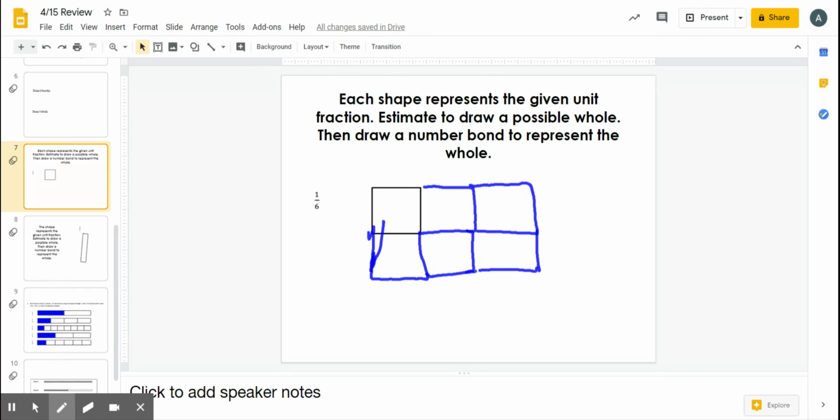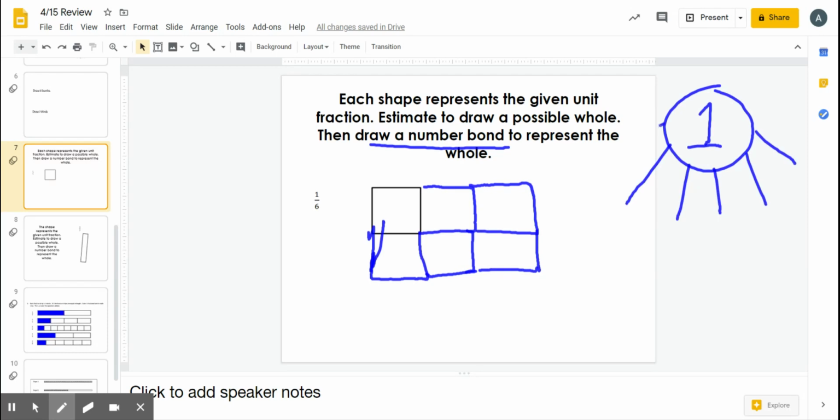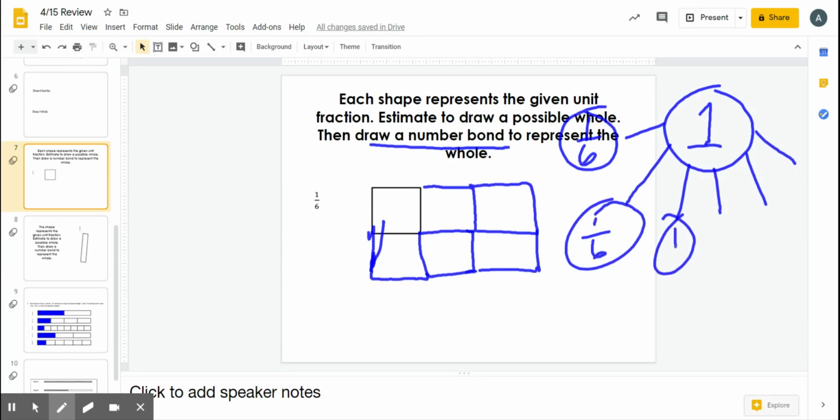Now, it also says to draw a number bond. Well, I know my shape, or my whole, is going to equal 1, and I have 6 pieces, so I need 6 lines coming off of my whole, and each one of these is 1/6. So 1/6, 1/6, 1/6, 1/6, 1/6, and 1/6.